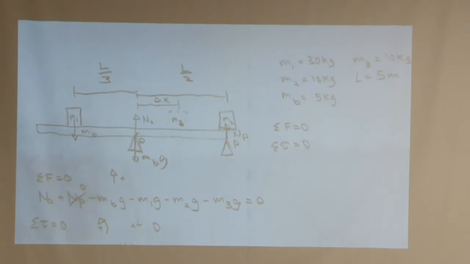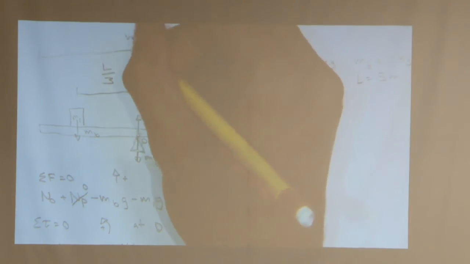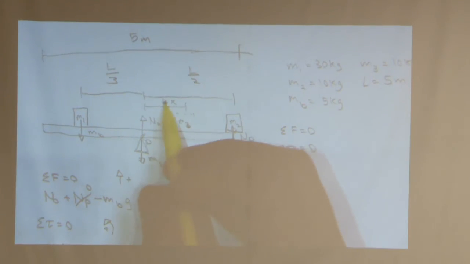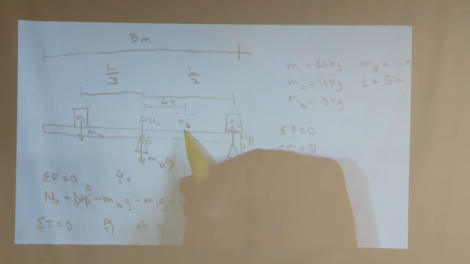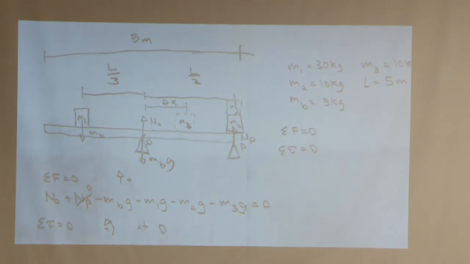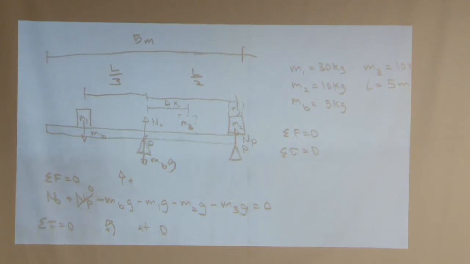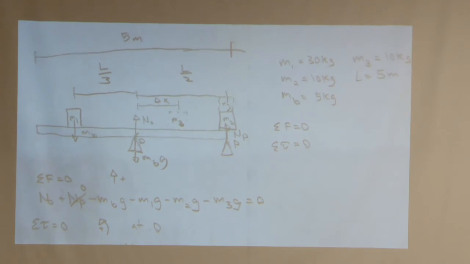So if we look at our drawing, the total length L is 5 meters, right? And I'm saying that delta X is 2.5 meters. So what that means is that M_3 would have to be placed directly on top of M_2 in order for this system to be in static equilibrium and not have any normal force at this point. All right? Does that make sense?